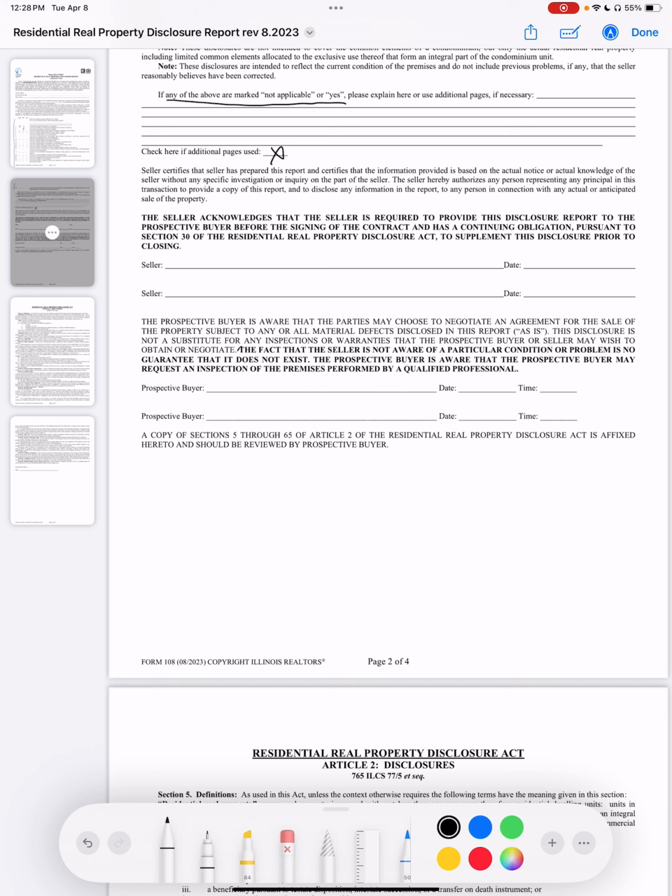As you can see here, I love this little area right here. The fact that the seller is not aware of a particular condition or problem is no guarantee that it does not exist. So just know that yes, this form is for if you are aware of these conditions. I have some people that go through and they're like, well, I'm really not sure. You know, we had this sort of flooding that happened 5 years ago, but then we got it fixed. If you do have questions that you really just don't feel comfortable asking on here, it is best to contact your attorney.